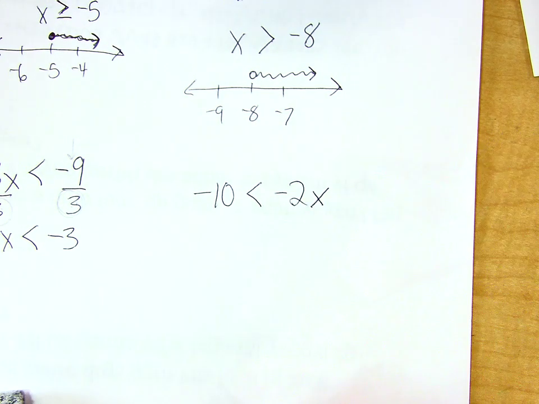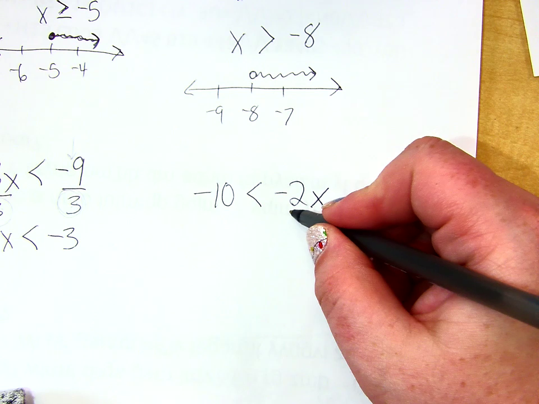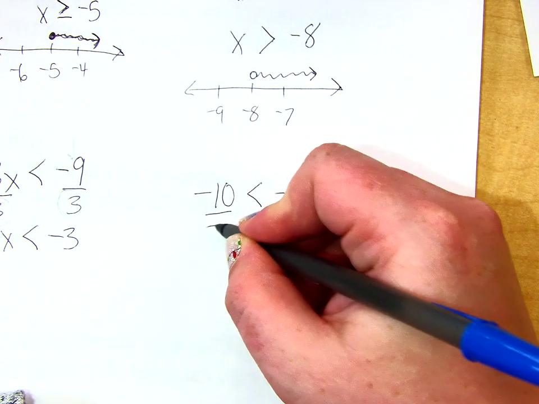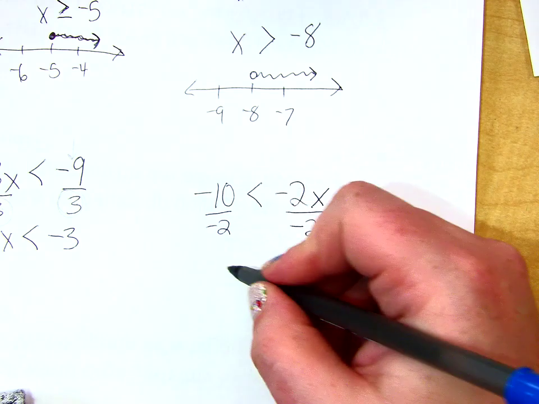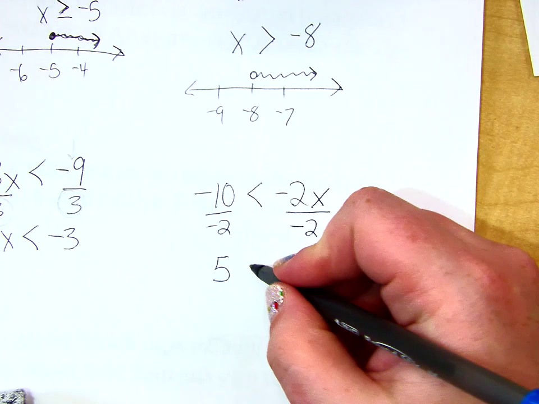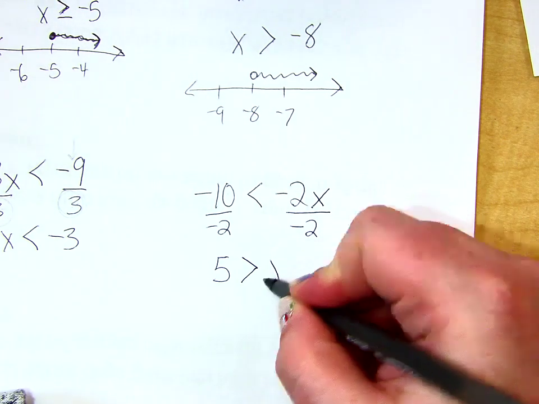How would you normally get x by itself? Devin, go ahead. Wouldn't you divide by 2 on both sides? I wouldn't divide by 2. I divide by -2 on both sides. So -10 divided by -2 is 5. Do I have to flip that symbol over? Yes, because I divided by a negative. And then I'm left with x.